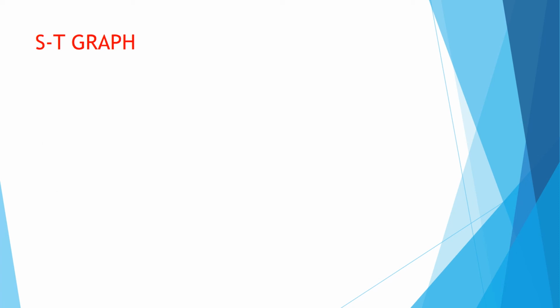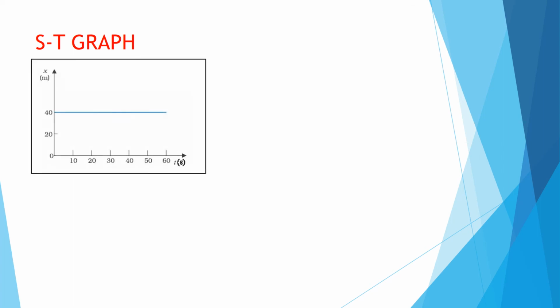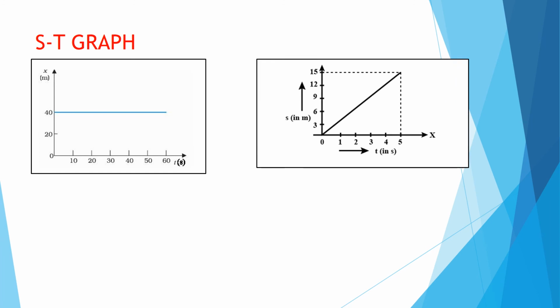Now let us see different types of displacement time graph. First one is where the slope is parallel to the time axis. This is where the body is at rest because the displacement does not change with respect to time. The second one is where it is inclined to the time axis. This will come when there is a constant velocity. The slope of the displacement time graph is equal to velocity.